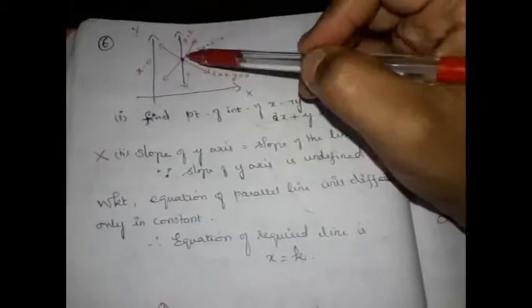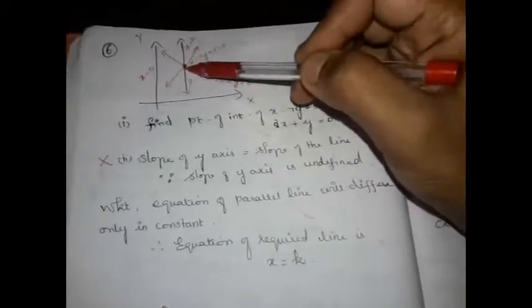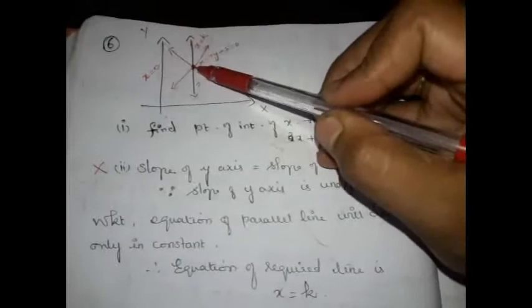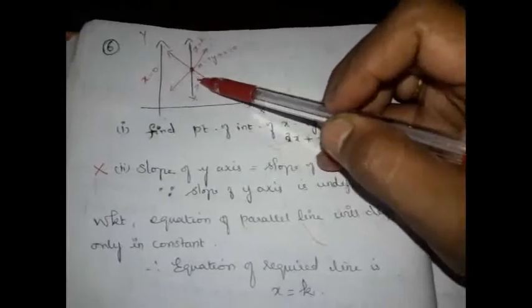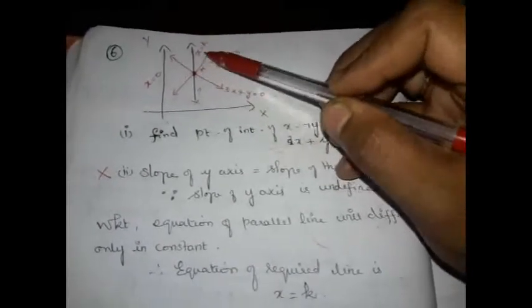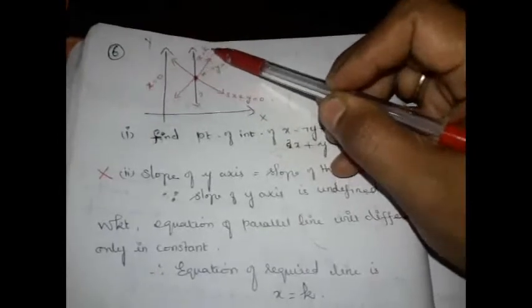So if we solve these two lines, we can find the point of intersection. That point lies on our line as well. So we can substitute that point in this equation x equal to k and we can find what our k is. Then again resubstitute in this. For example, suppose the point of intersection I got is (1, 2). Now I need to substitute (1, 2) in this equation, right?